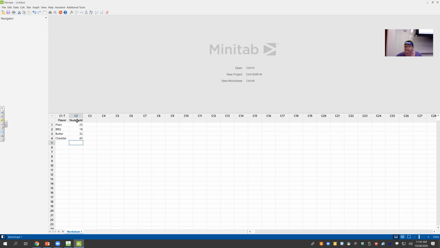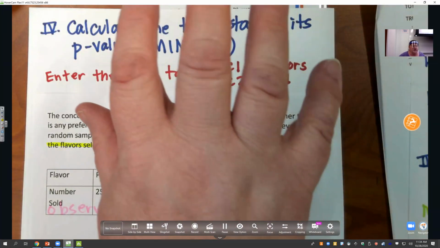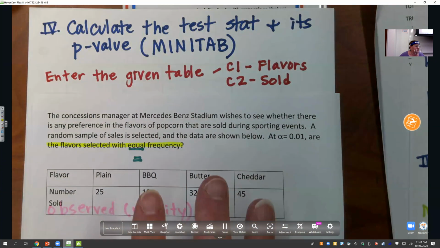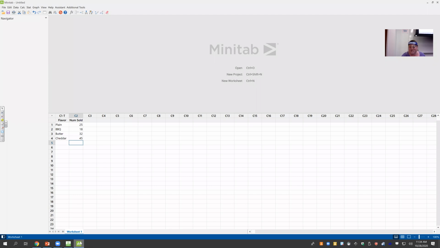Okay, so the table, when I displayed it in the question, was horizontal. To enter it in Minitab, I had to do it vertically. Okay, everybody okay with that? I've entered the table into Minitab.